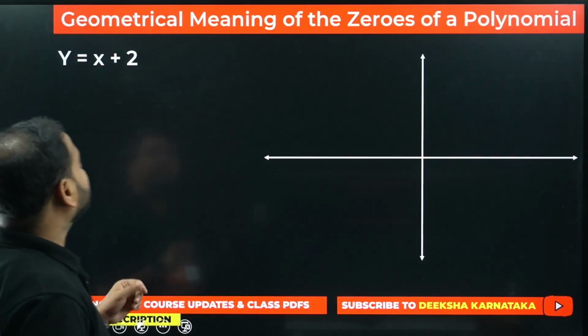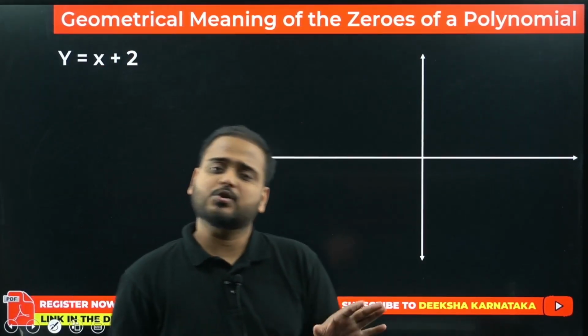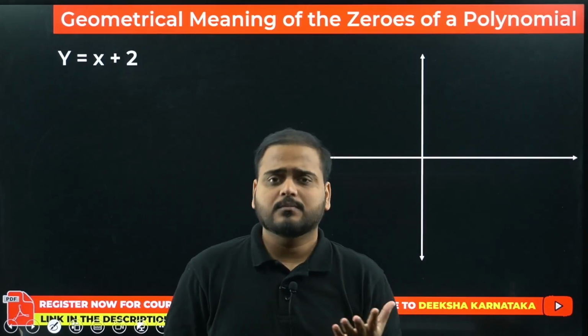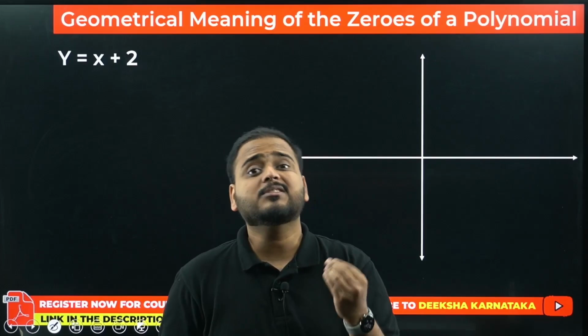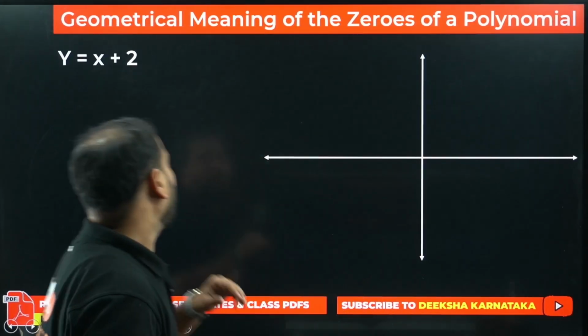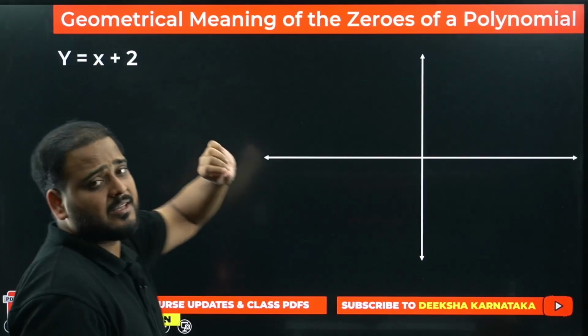First thing, geometrical meaning of the zeros of a polynomial. So what does it mean? Zeros are those values of the variable which will make the polynomial 0, correct? So from there we can deduce the geometrical meaning also. For example, what value of x will make this polynomial y 0?